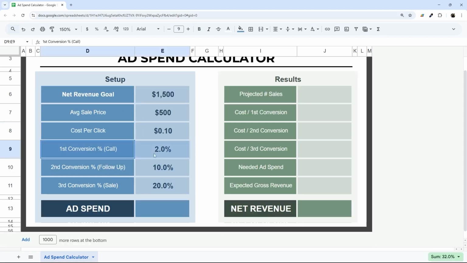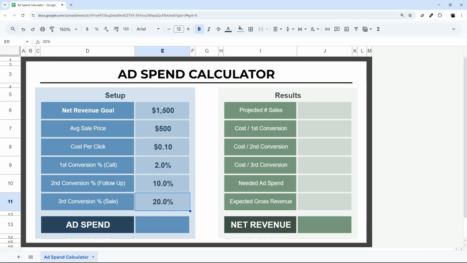So in this case, we have a 3-step model. So first conversion, so how many people click, end up booking a call. And then out of those calls, how many go to follow-up? And then finally, from those follow-ups, how many wind up in a sale? And so with these metrics, we can then calculate and determine how much we need to spend on ads.